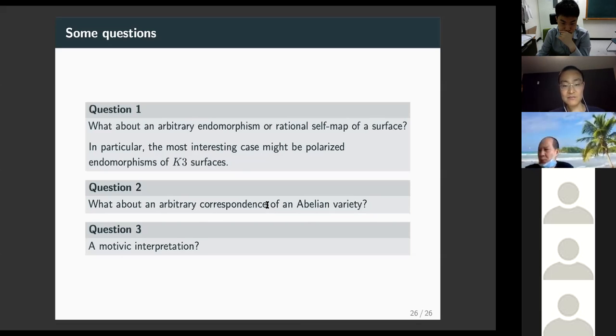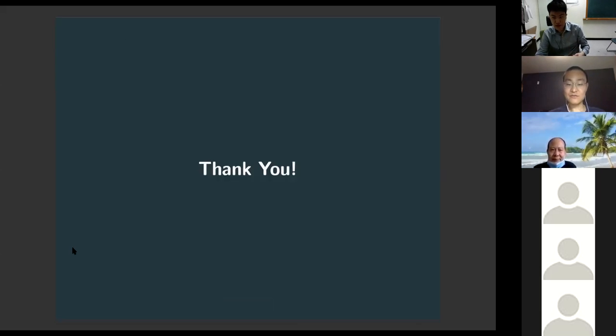Correspondence is more general than rational map, and we can rephrase everything in terms of correspondence. And actually, the Tate conjecture, the original question, is about correspondence. And the last question: is there a motivic interpretation for this question? I think I will stop here. Thank you.